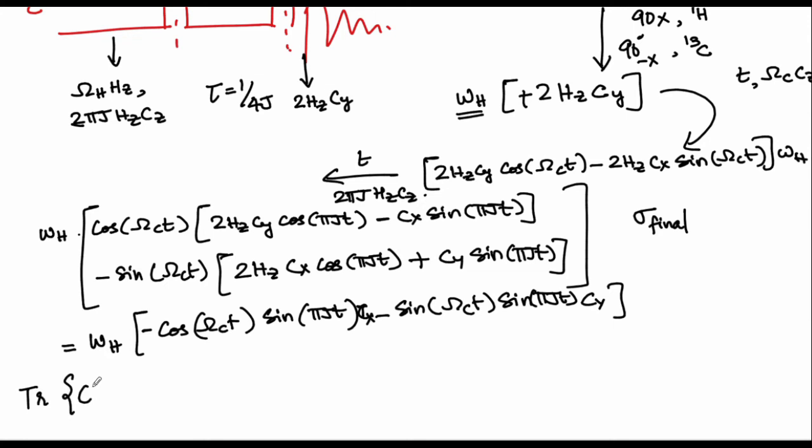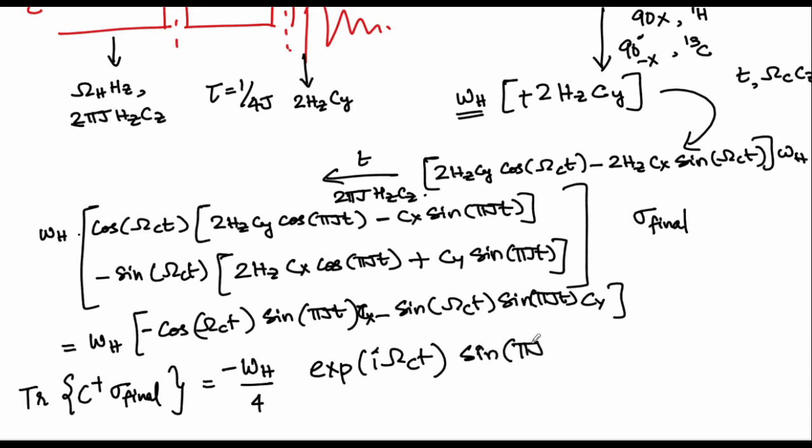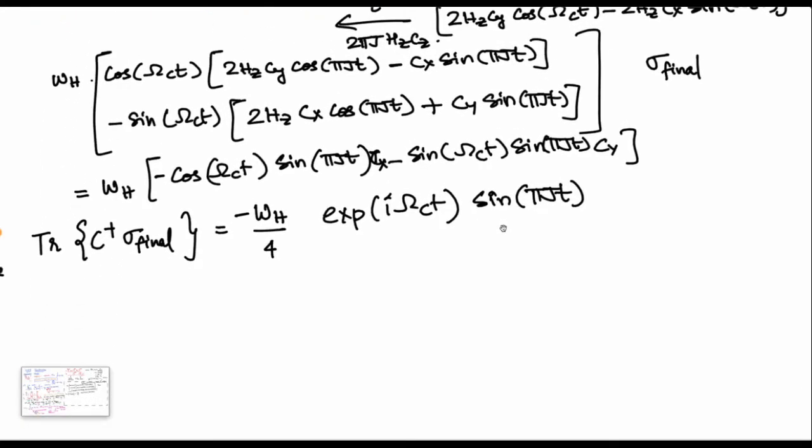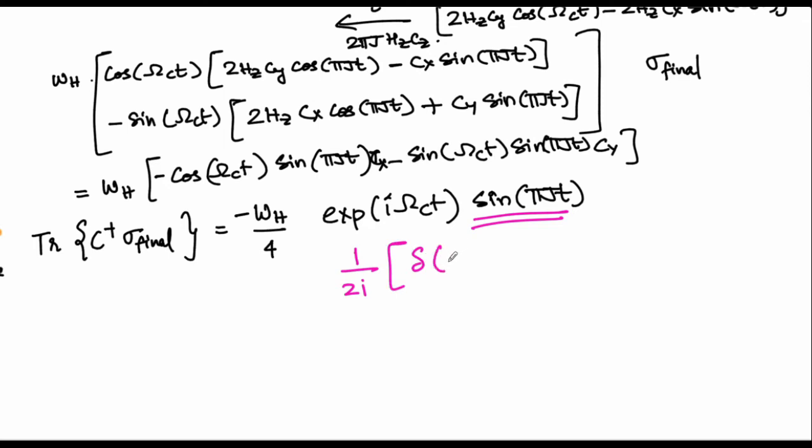Let's take a trace of C plus to sigma final right now. What will end up coming? Omega h by 4 times, of course there's a negative sign that will come due to this, exp i omega ct times sin pi jt. This is very important right now, largely because you remember from the Fourier transformation discussion, if you have a sine modulation, you will end up getting 1 over 2i delta function omega c plus pi j minus small omega, minus delta function omega c minus pi j minus omega.